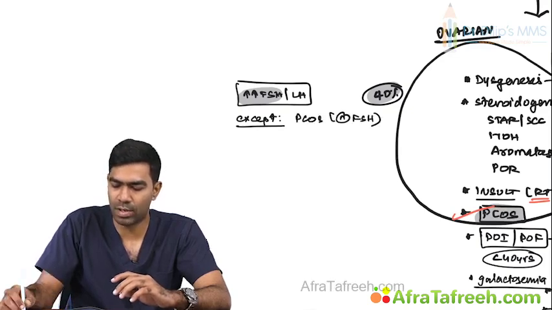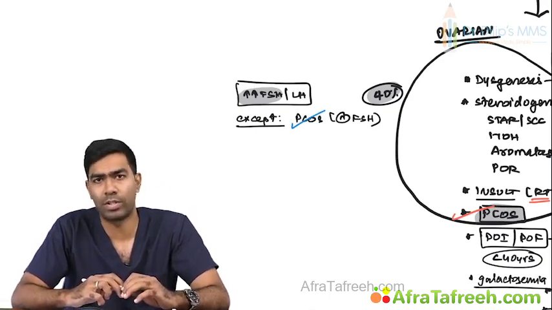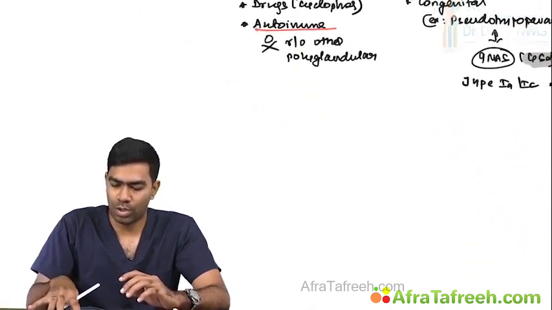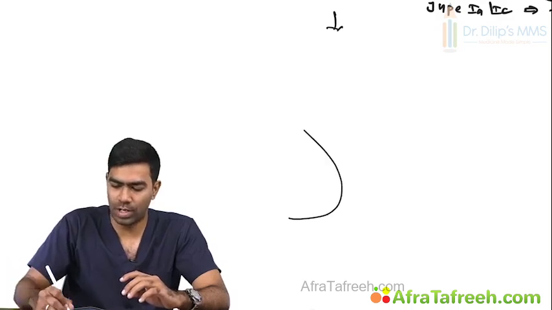That's a very, very, very important point. PCOS can have a normal FSH. Be very clear about that. Clear? Fine. So now we are moving on to the uterine causes, which means a lot of uterine conditions may result in oligoamenorrhea.